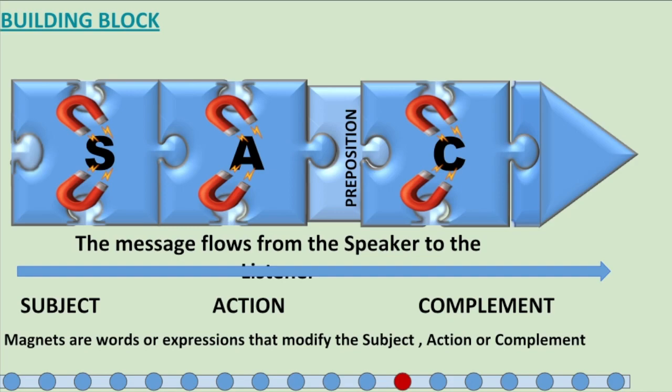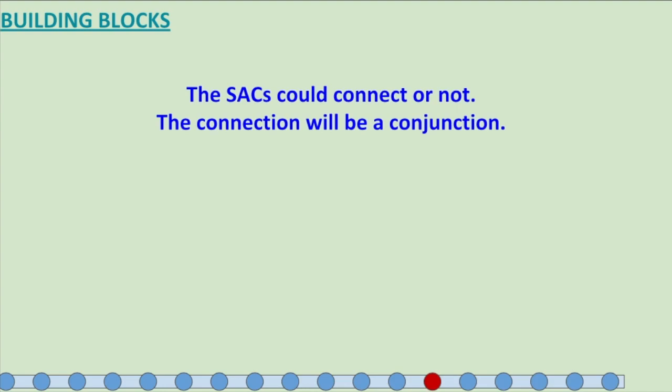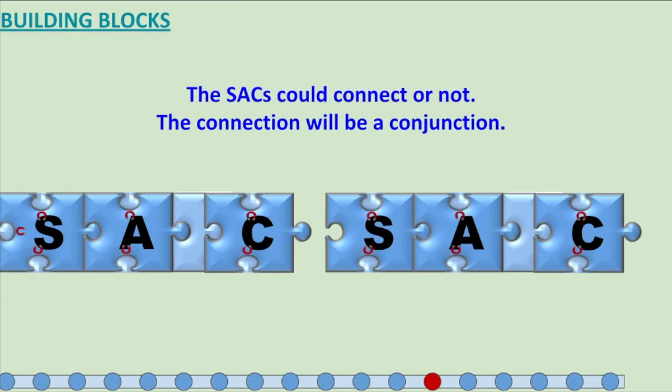Usually, mostly the action will be modified. The building blocks. The sac or the building block could or could not be connected. And who will connect the building blocks? So it's a conjunction or the lexical signs of the sentence. So we have, in this example, two building blocks, and these two building blocks can be alone, can be connected, and it can be connected using lexical signs like a period, a comma, or exclamation mark, or it can be linked using a conjunction.